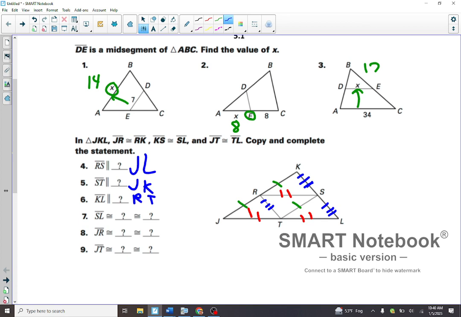But SL is going to be equal to RT and SK. Would it be equal to ST? No, it's already, no. JR, RK, and SK. No. TS or ST. So RK and TS. Give me the last one, JT is? TL and RL. So TL and RS? Yeah.